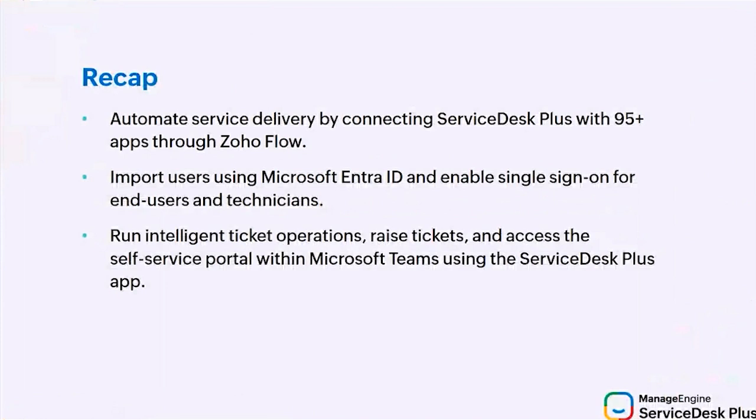Now, let me go back and provide a quick recap of what we have discussed so far. Initially, we discussed the Zoho Flow integration, and how we can make use of Zoho Flow to integrate 95 plus apps. For example, we saw how we can integrate with Azure DevOps, and simultaneously handle the request in ServiceDesk Plus and a work item in Azure DevOps. Next, we discussed how we can make use of Azure AD integration, and how SAML single sign-on helps users log in to the application.